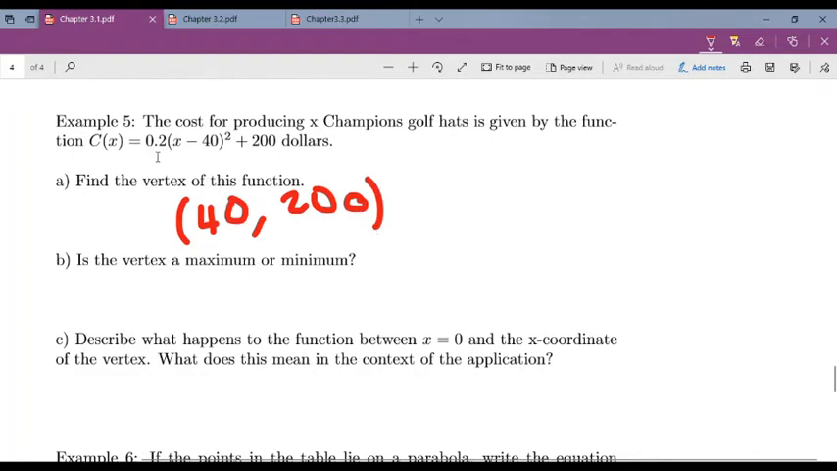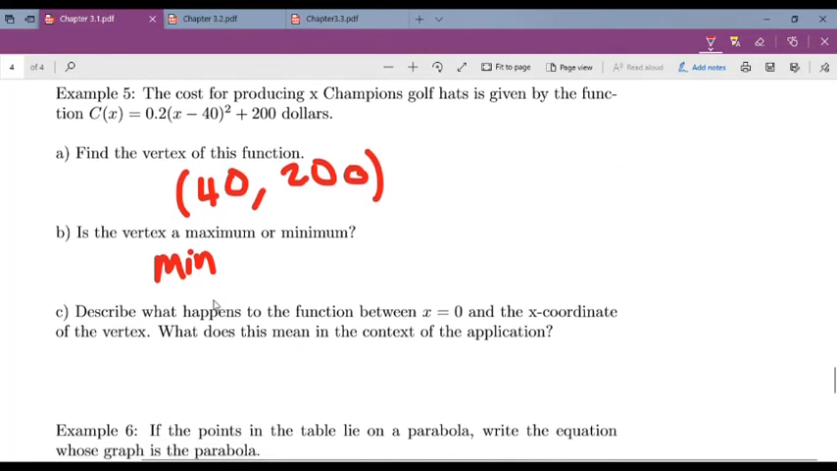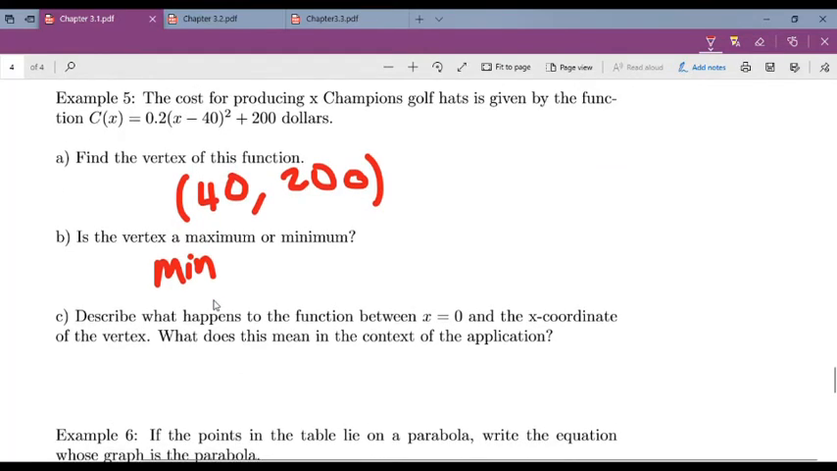Alright, is the vertex a max or a min? Now, I have a positive value out front for my a, in which case we're going to have a minimum. Okay, that's something you need to know. If I have a positive a, it's a minimum. If I have a negative a, it's a maximum. C says describe what happens to the function between x equals 0 and the x coordinate of the vertex. Okay, what does this mean in the context of the application?